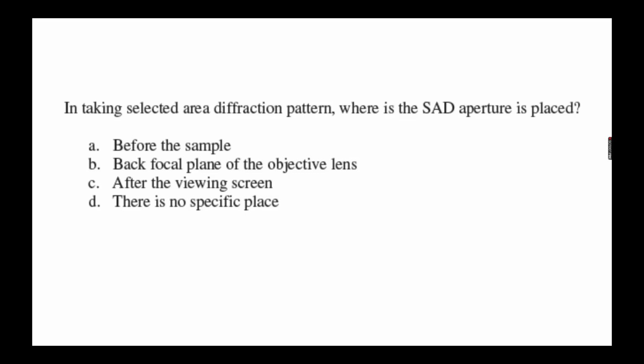So the next question is on taking the selected area diffraction pattern. This is just related to an instrumentation question. Where is the SAD, the selected area aperture, placed? The options are before the sample, the back focal plane of the objective lens, after the viewing screen, and there is no specific place, meaning we can place it anywhere. Have you seen any schematic of the TEM? Then only you will be able to answer this.